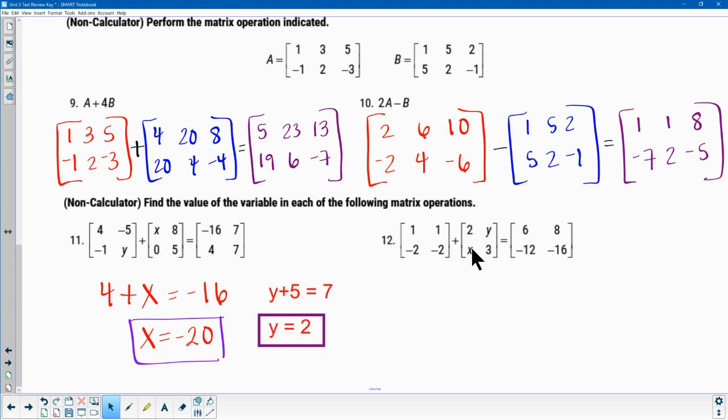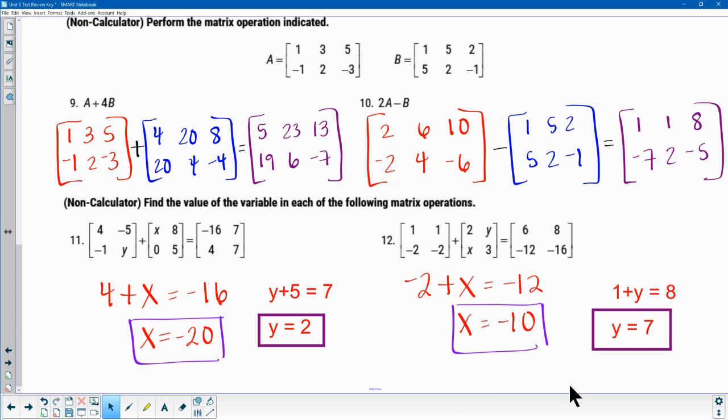Doing the same thing for number 12, I get -2 plus x is equal to -12. So I should get x equals -10. And when I do it for y, I get 1 plus y equals 8. So y should equal 7.